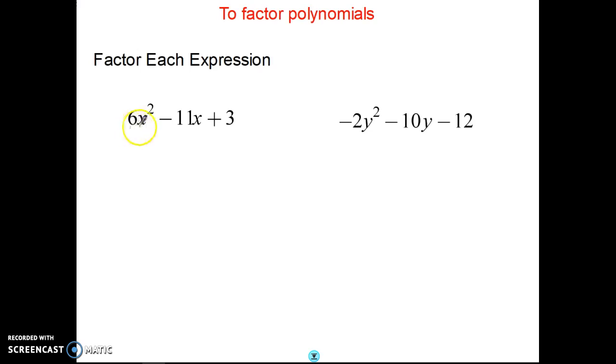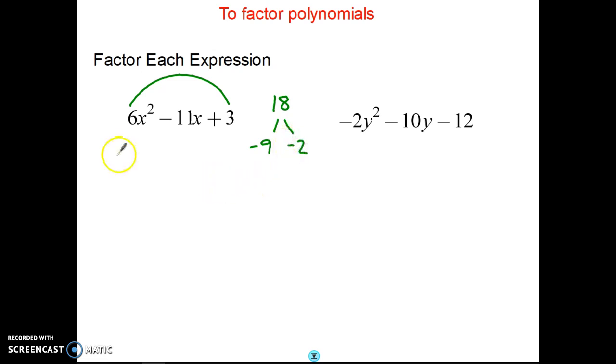Look for a common factor first. Can I pull anything out? 6, 11, 3, x squared, x. Nope, I can't. Multiply the first times the last number. I have 18. Since the last term is positive, my factors need to add to be negative 11. So that means if they add to be negative 11, both of them have to be negative. So what multiplies to be 18? Well, 9 times 2. In this case, it's going to be negative 9 times negative 2.